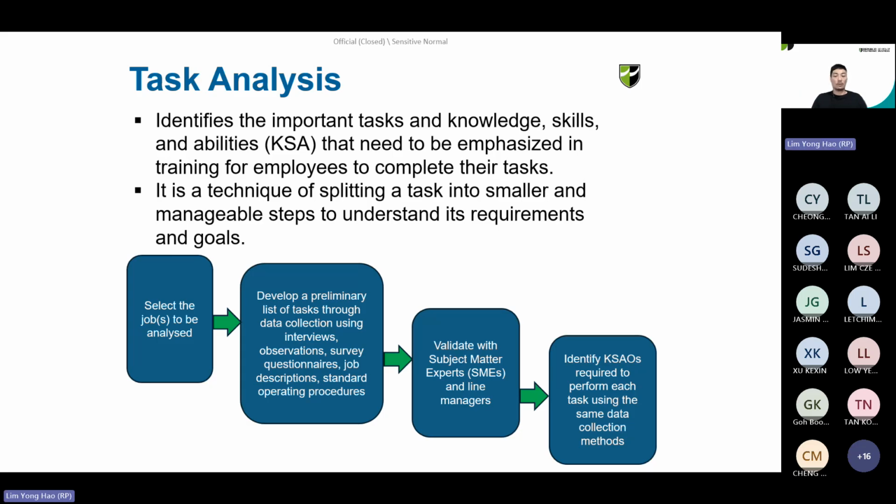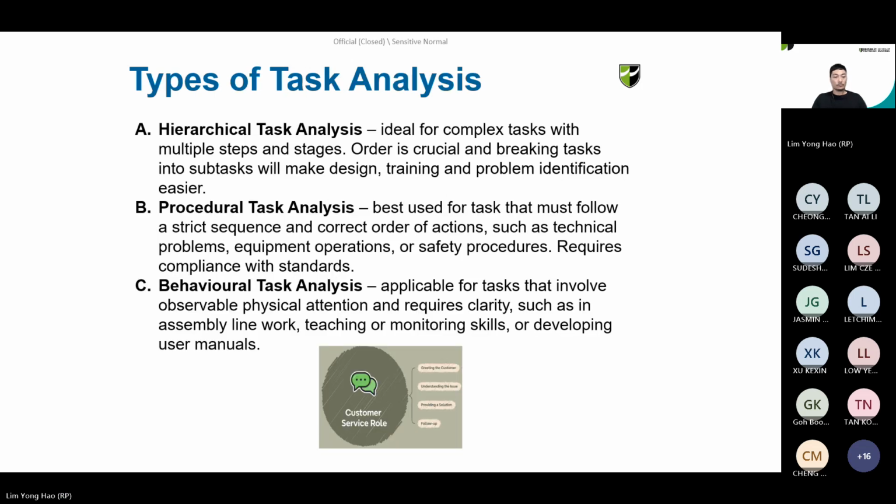So not sure how many of you have done this before. I have experience with at least two projects like this, although they are not really for job analysis purposes, but it is generally the same process.